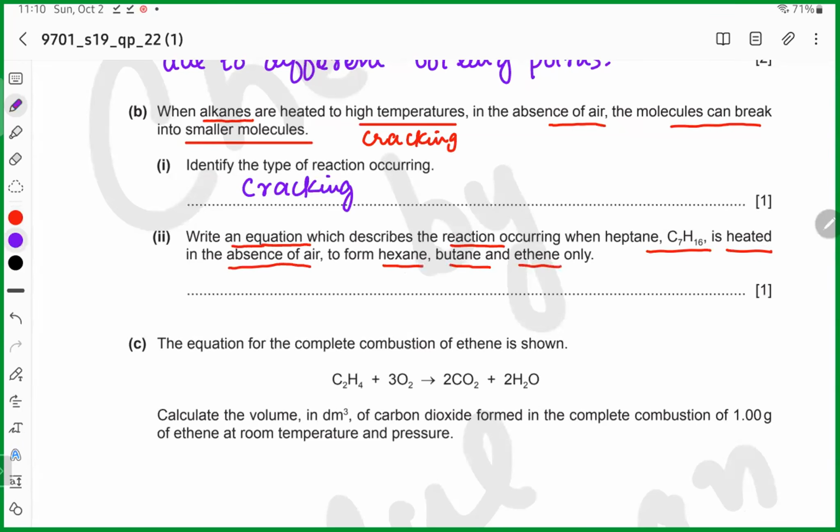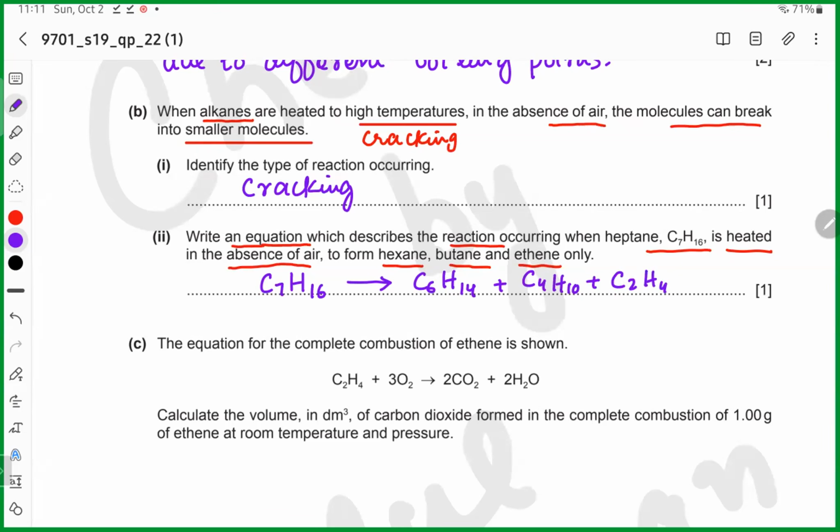So see, they have given you the products as well, and you have to balance the equation after writing the reactants and products. So our reactant is heptane, C7H16, then hexane, an alkane with 6 carbon atoms, so it must be C6H14. Then butane, another alkane with 4 carbons, so it must be C4H10. Then ethene, an alkene with 2 carbons, which means C2H4. Is this clear to everyone? Yes.